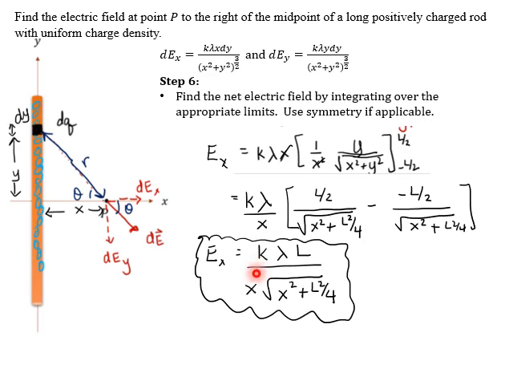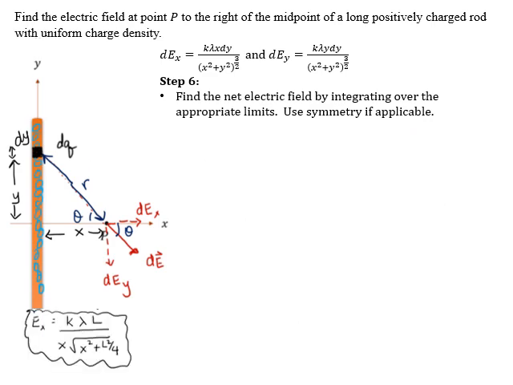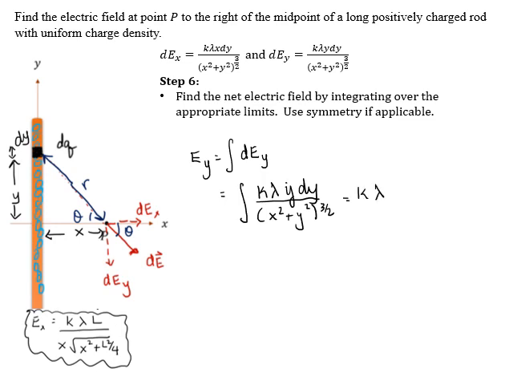Okay, we've already said that the y component is going to be 0, but let's go through the process of calculating it anyway. So for our y component then, we know that our total y component is the sum of each individual y component. So our next step is we'll fill in what we have for the individual y components, our dEy, k times lambda times y times dy divided by x squared plus y squared to the 3 over 2. We can take our constants out front, so k is a constant, lambda is a constant, y stays inside, dy stays inside, and then x squared plus y squared has to stay inside to the 3 over 2.